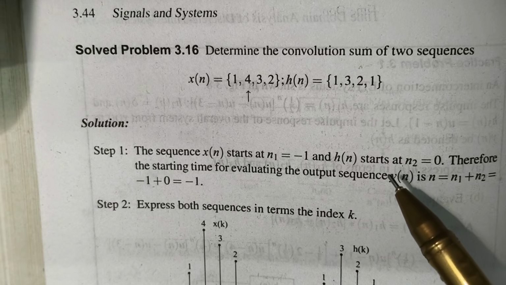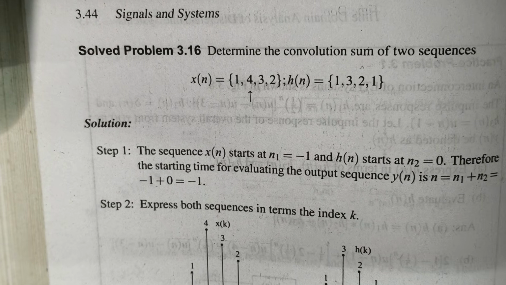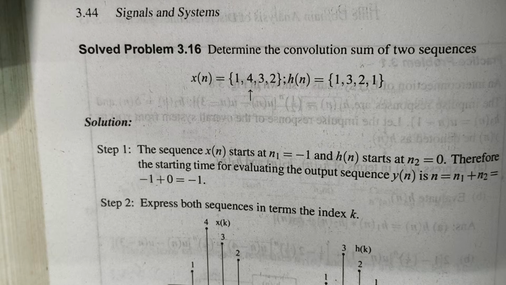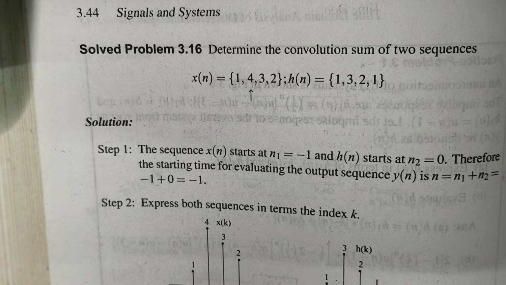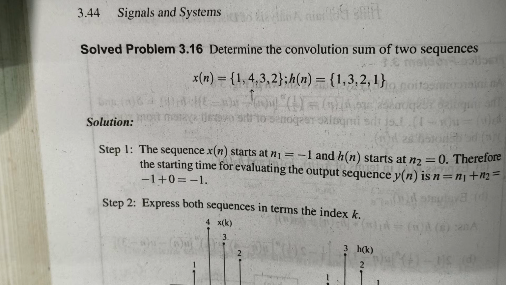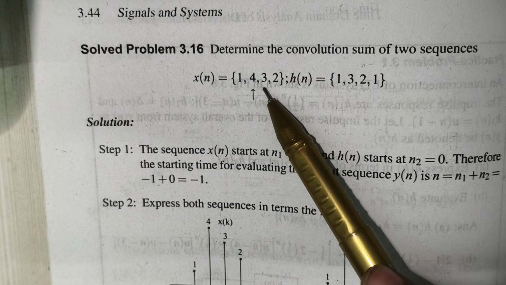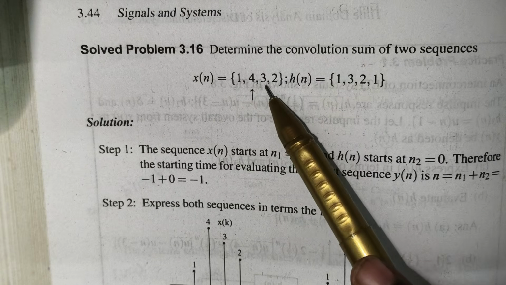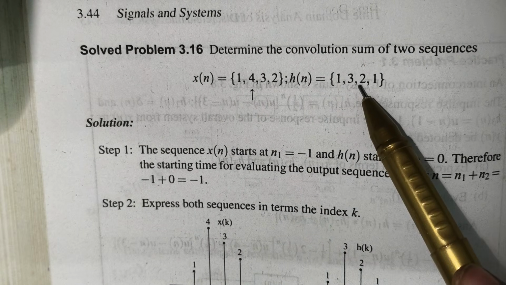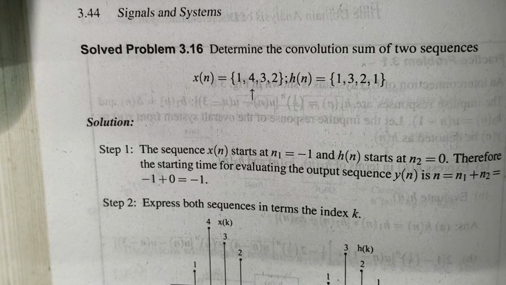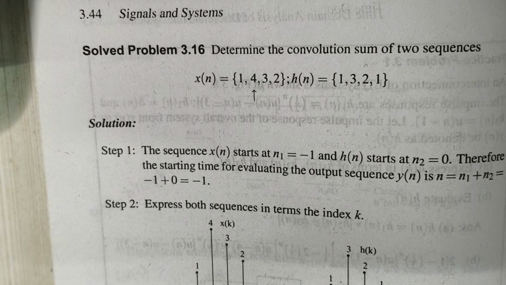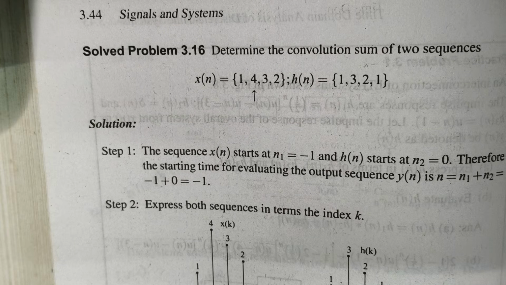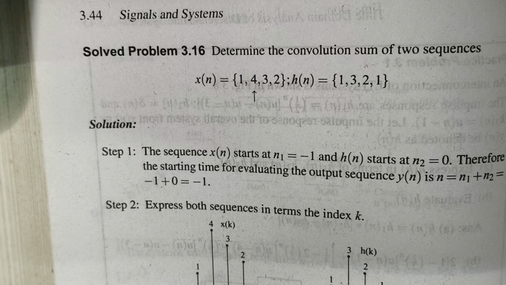And in case of the convolution, we have to find what will be the final length of the sequence also, right? So for the final length of the sequence, you just have to find the length of this sequence, which is 4, and the length of this sequence is also going to be 4. So the length of this sequence plus the length of this sequence minus 1 will be the final length of the sequence. Okay, so 4 plus 4 will give you 8. So 8 minus 1 will be 7. So the final length of the sequence will be 7.